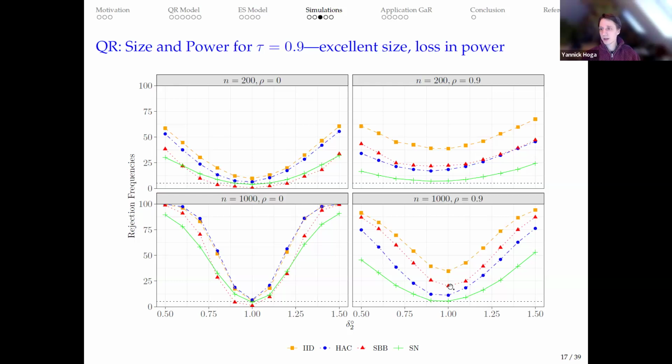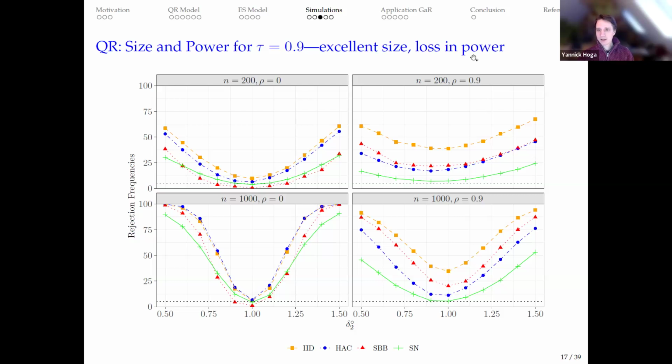But even the methods that are designed to be robust to correlation in the error terms, so the HAC method and the bootstrap, they are wildly oversized here. So that's what I meant. Self-normalization gives you good size.